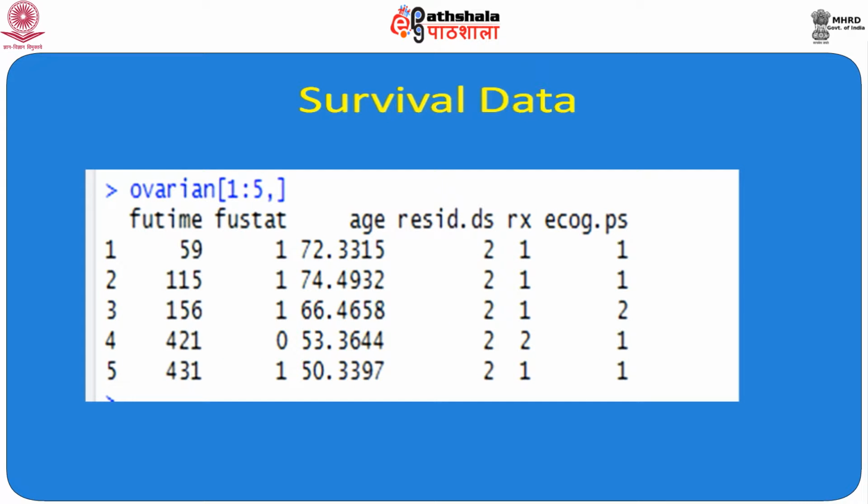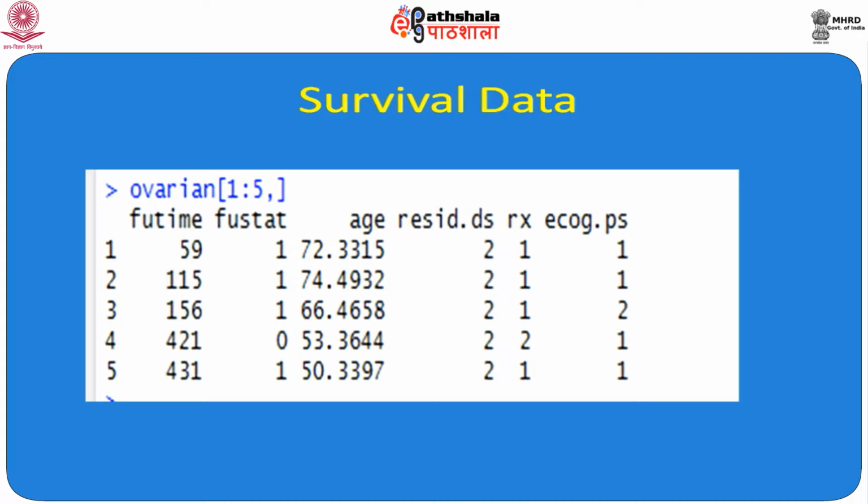This is the R output for a few times. For the first individual 59, second individual 115 days, third individual 156 days, fourth individual 421 days, and fifth individual 431 days, and their status is given as 1 and 0. If they are censored then it is given as 1, if they are not censored it is given as 0, and correspondingly their age is given as 72.33 years for the first individual who entered the study, and 74.49 years for the second individual who entered the study.